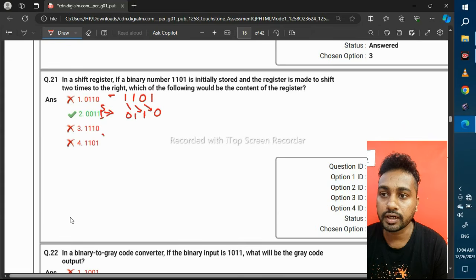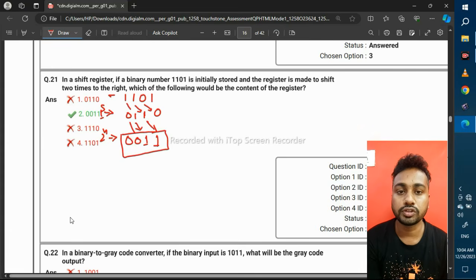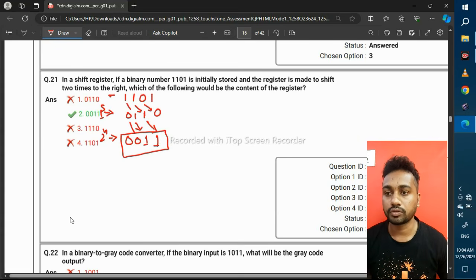Now the second time, it will go here. So this is 1, it will come here. So this is 1, this will come here. So this is 0 and 0. So in the second cycle it will be what? 0 0 1 1. So option 2 is the right answer.